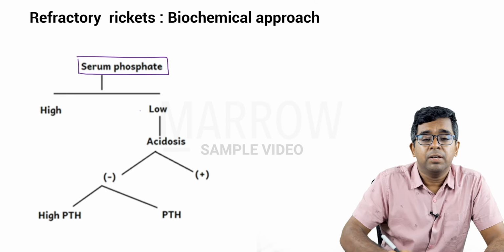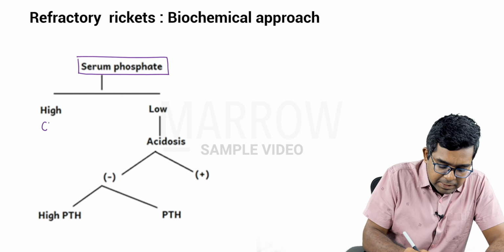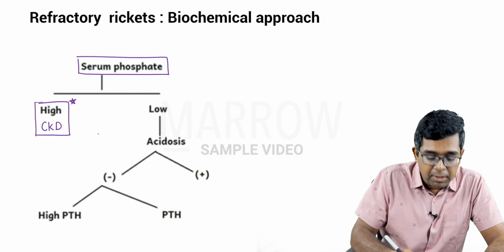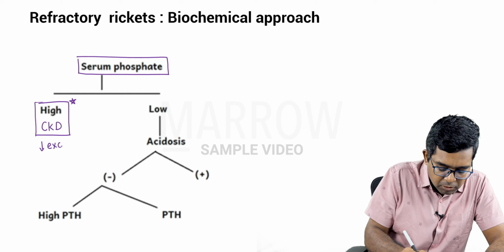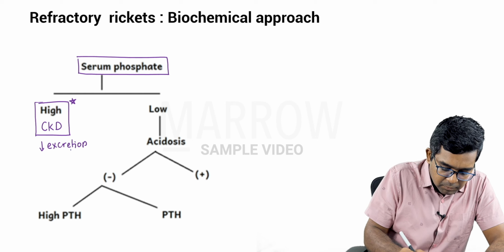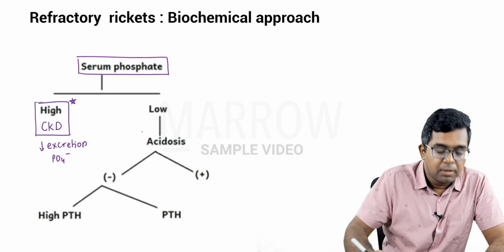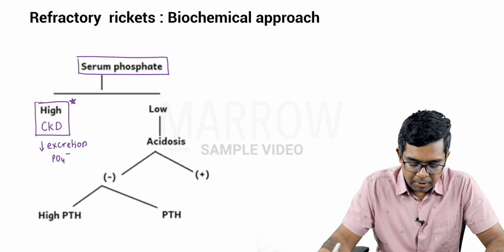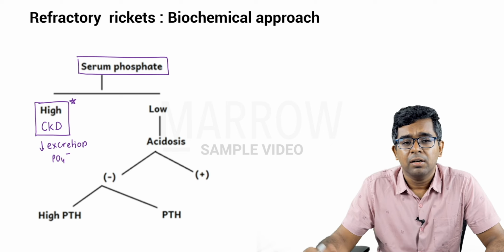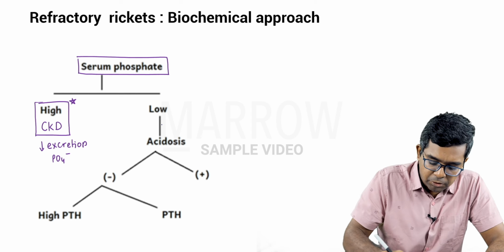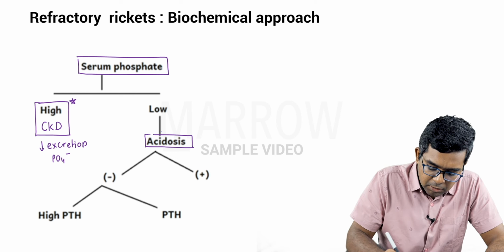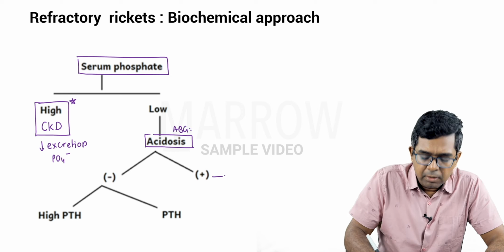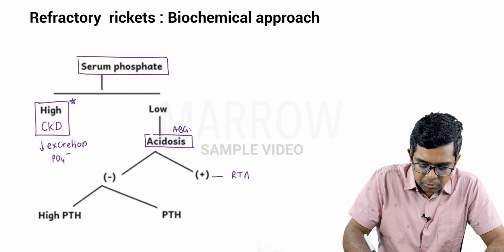The only condition where you have a high serum phosphate is CKD associated rickets, chronic kidney disease associated rickets, because in CKD there is a decreased excretion of phosphate. That is why you get high phosphate in case of CKD associated rickets. Then the next one is the low phosphate category. There we have to do an ABG to look for acidosis, and if acidosis is present, then of course it would be renal tubular acidosis.